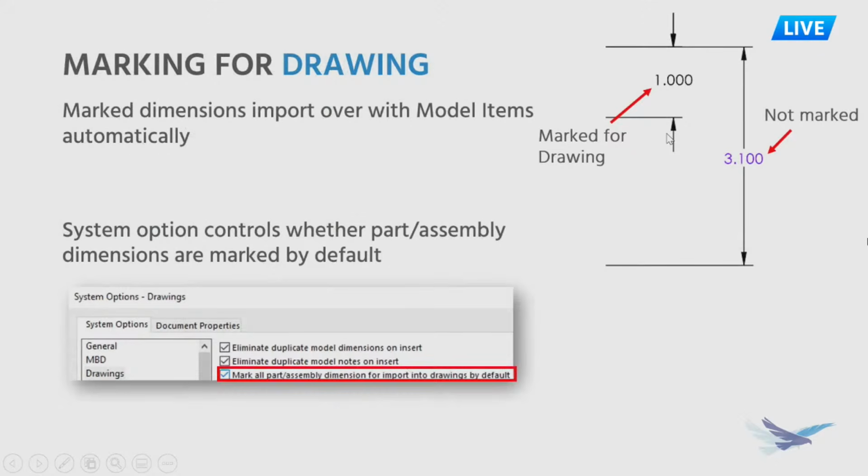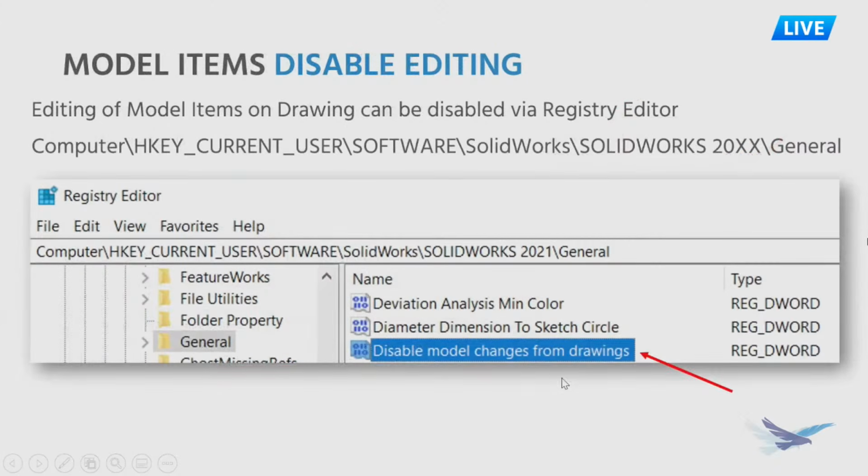You can mark or not mark dimensions for drawing, either selectively one at a time or by checking or clearing the system option that's available. And then if you want to prevent users from being able to change these imported model items from the drawing, there's a registry key that can disable that. So this is something the administrator would need to do on the systems that are using SOLIDWORKS. So you can disable that functionality.